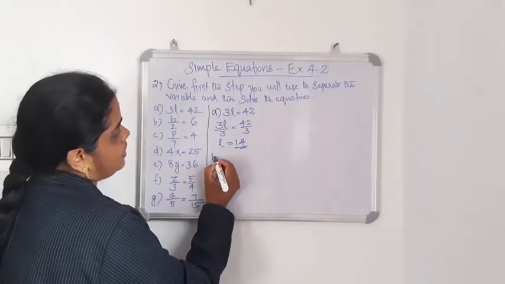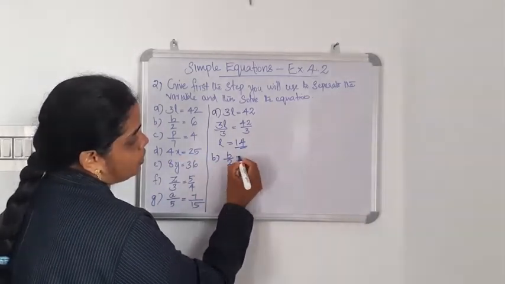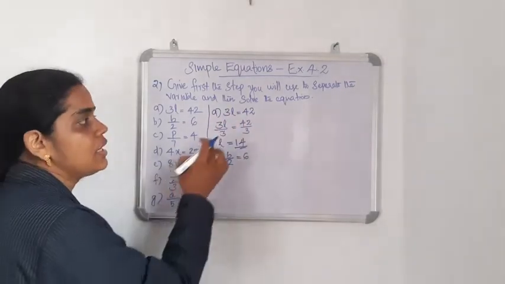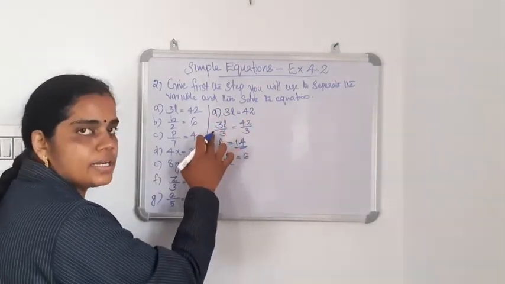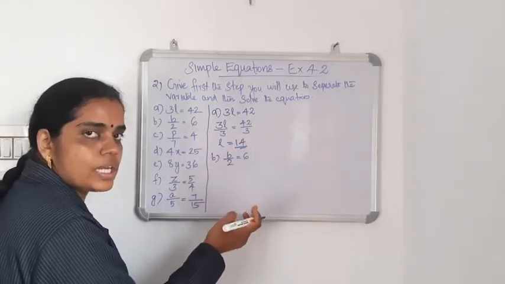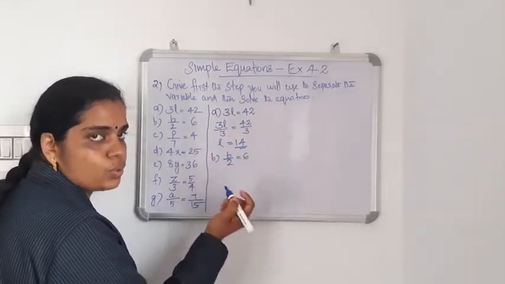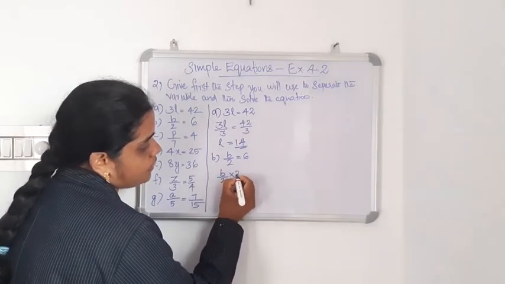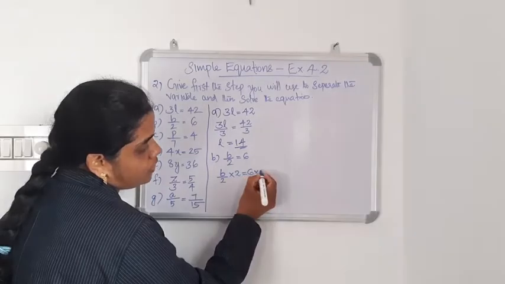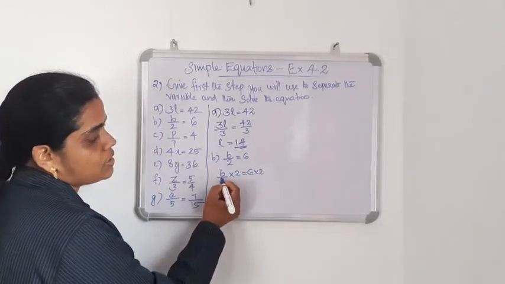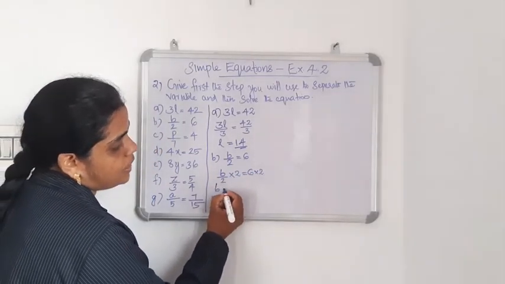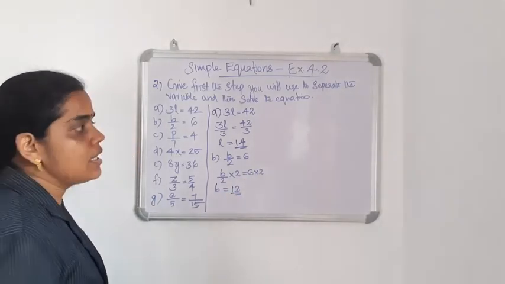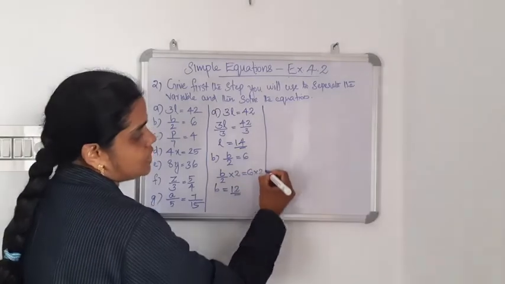Then second question, b by 2 equal to 6. Here it is division, there it is multiplication. If it is multiplication, we divide. So here division, so we can multiply with the 2 because 2 is here. So both sides we can multiply with 2. So here also we need to multiply with 2. So 2 and 2 cancelled. b equal to 2 6s are 12. 12 is the solution of the equation.